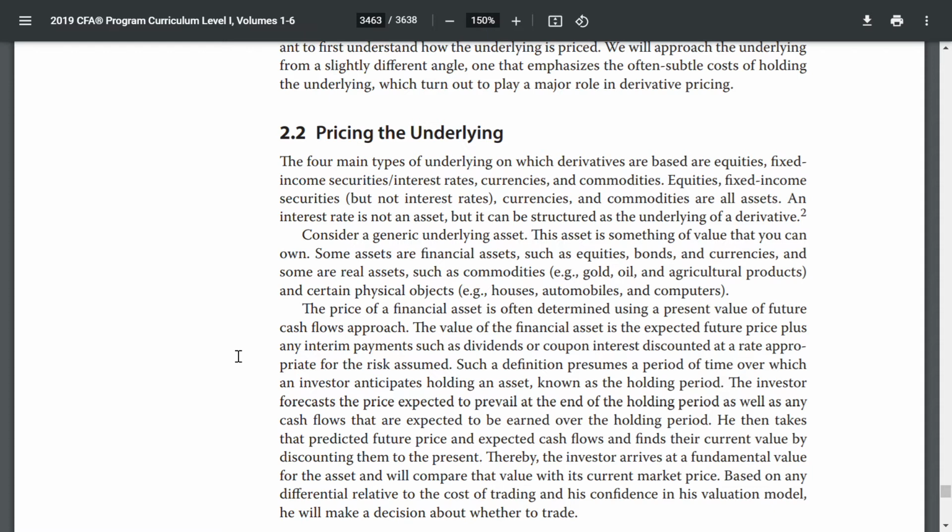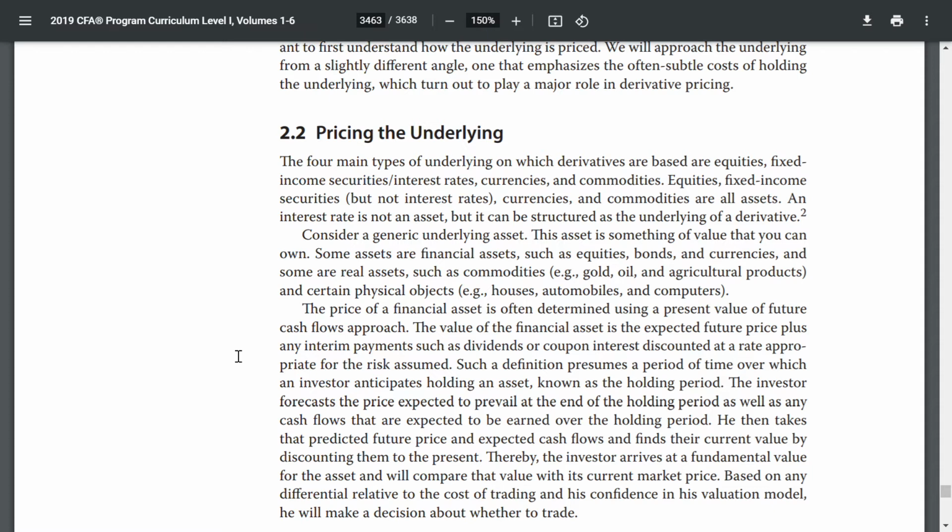Consider a generic underlying asset. The asset is something of value that you can own. Some assets are financial assets such as equities, bonds, and currencies, and some are real assets such as commodities, for example gold, agricultural products, and certain physical objects such as cars, houses, and computers.